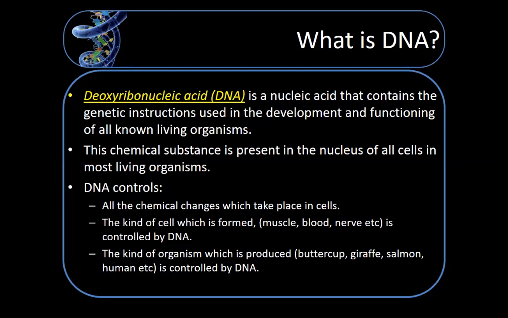So what does the DNA do? DNA controls all the chemical changes that take place in the cells by giving the instructions for them. It has the instructions to tell you what kind of cell is going to be formed. Is this going to be a muscle cell, a blood cell, a nerve cell? Even what type of organism it's going to be. Is this the cell of a buttercup or a giraffe or a salmon or even a human? All of these things are going to be determined by the DNA.